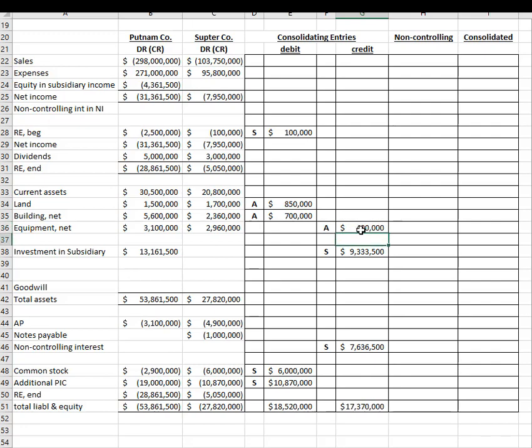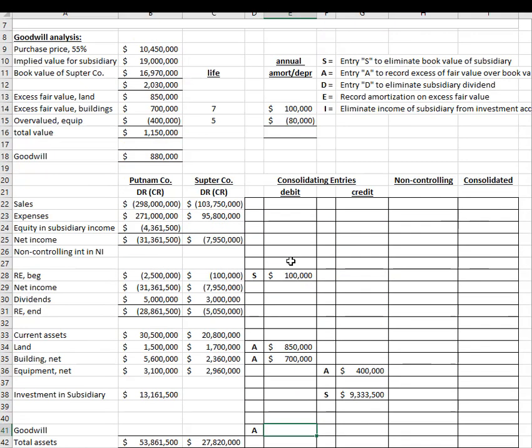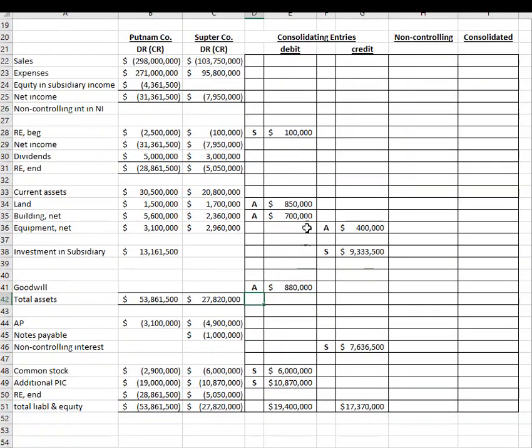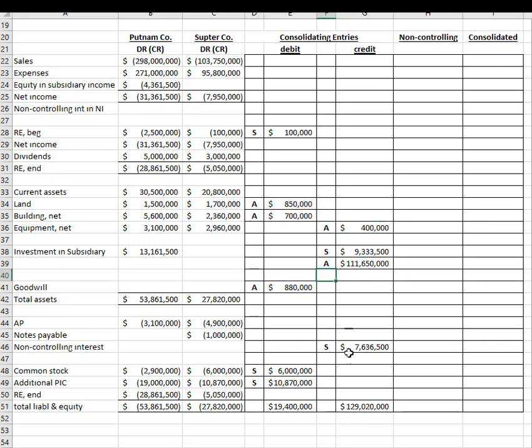And so, let's see, do we have all of it? Oh, the goodwill, which we calculated to be 880. Okay, so now the net of those four, the three increases less the one decrease, is going to be split 55, 45 between the investment in and NCI, non-controlling interest.